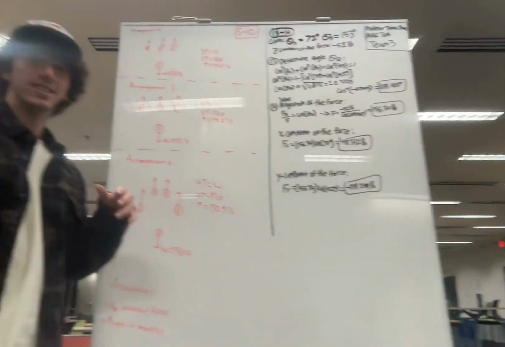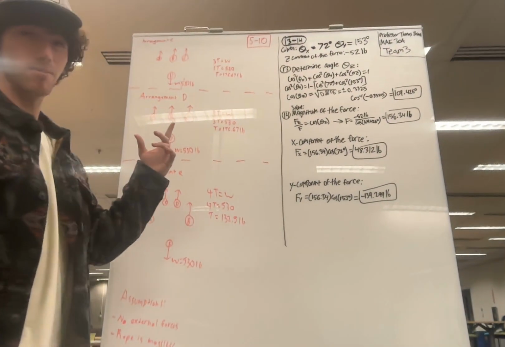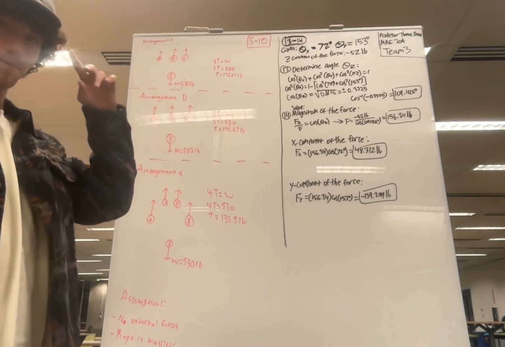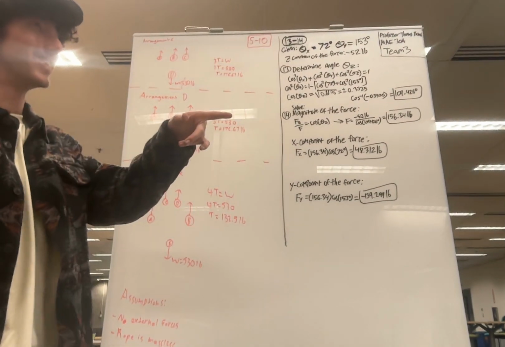Alright, so I'm Evan. I'll be explaining problems 5 through 10. My name's Andrew. I don't know if I said that. Did you get your name too? I got my name. Okay.